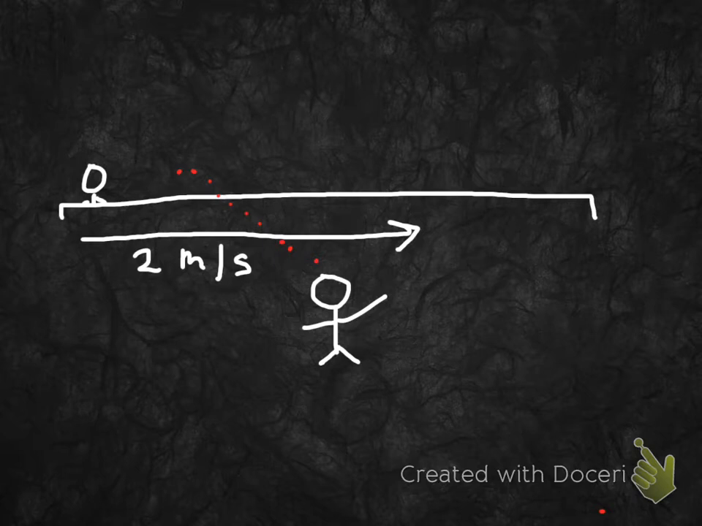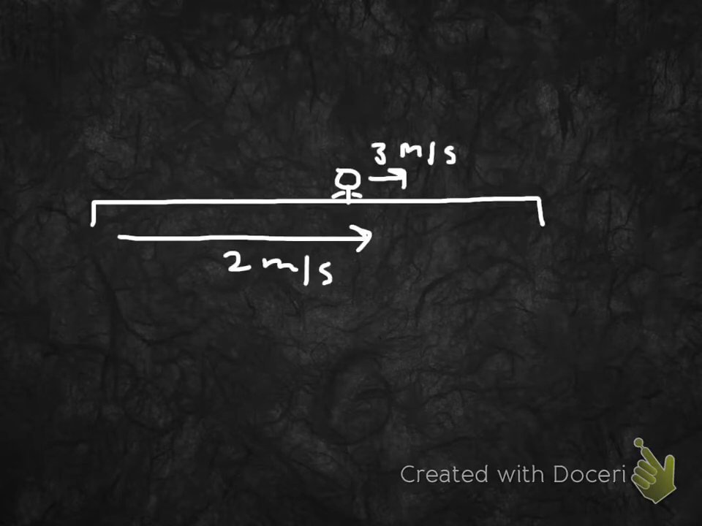Now suppose about halfway down that moving sidewalk you realize, oh my, I'm late for my flight. I better start moving here. So you start walking on the moving sidewalk at 3 meters per second. From your frame of reference, you have just started walking at 3 meters per second when you weren't moving at all before. However, the sidewalk is still moving at 2 meters per second.